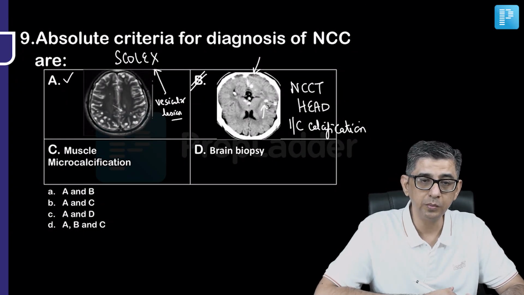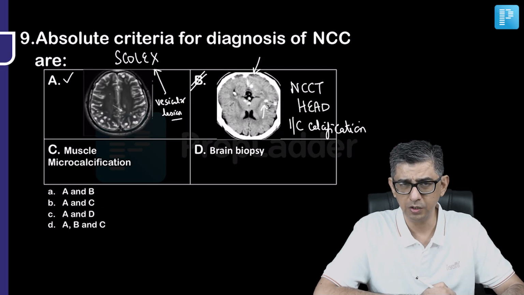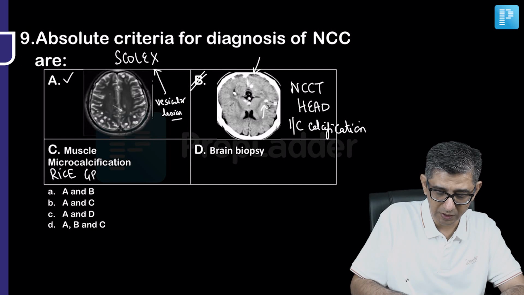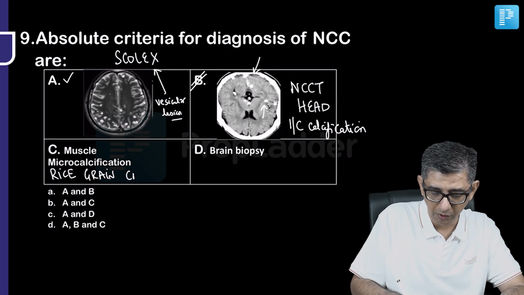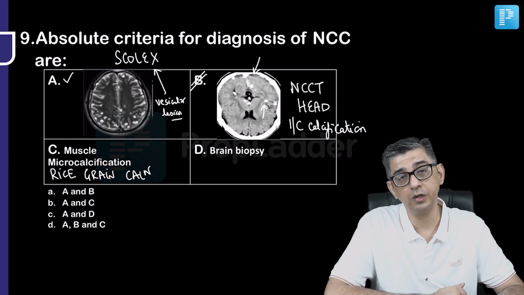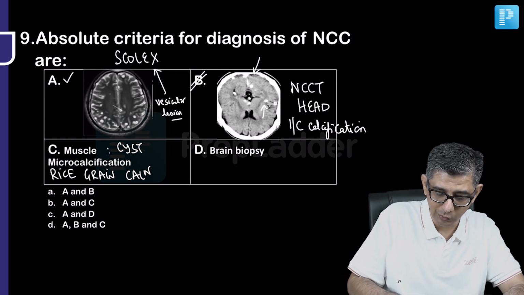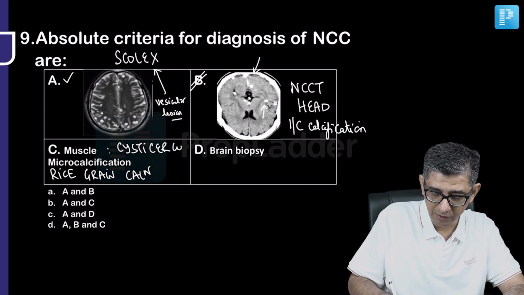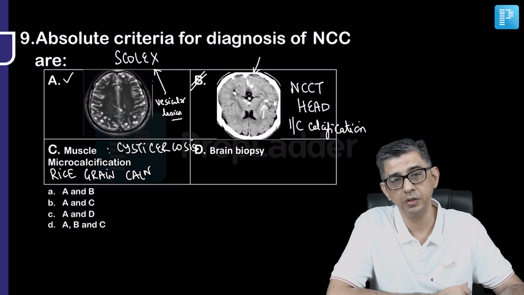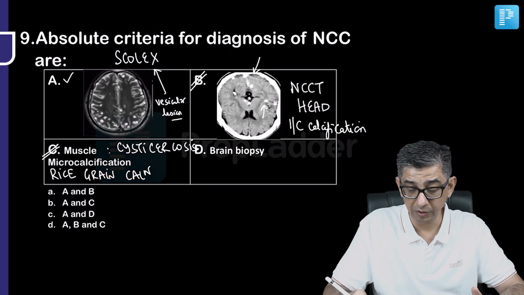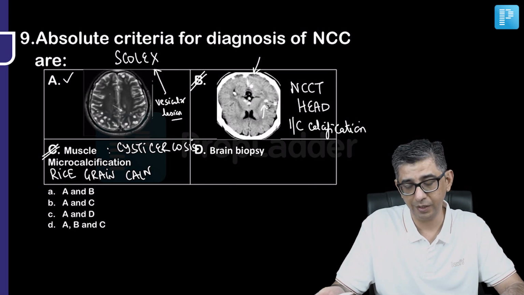Then if you look at option number C, muscle microcalcification, he's talking about rice grain calcification. In the routine videos, I've shown rice grain calcification also for cysticercosis. So option number C is not valid for neurocysticercosis. Option number C is valid for cysticercosis, which is why option number C can be ruled out. And brain biopsy, if histopathology can give us a diagnosis, that is cool.